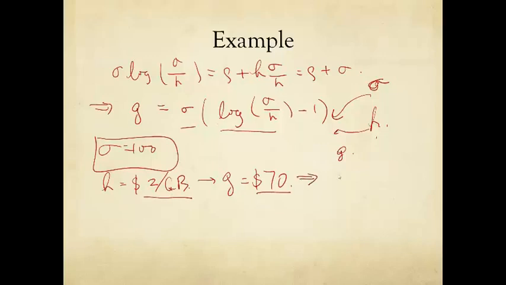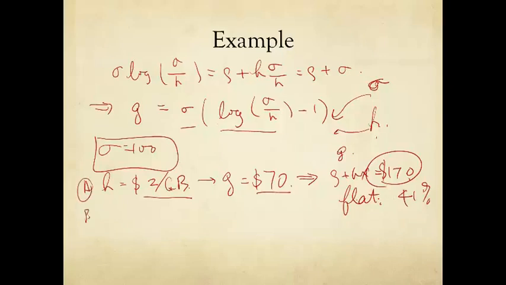This implies that the revenue for ISP, G plus HX, equals $170 a month. Okay, and the flat rate component is 41% of the total revenue.